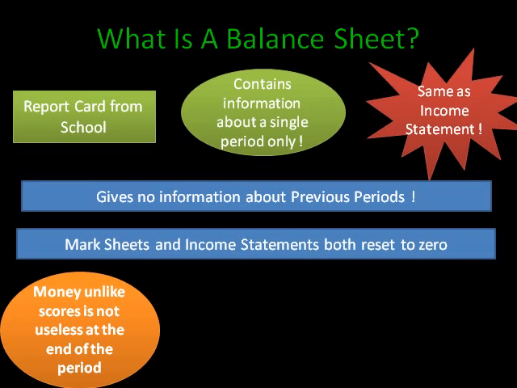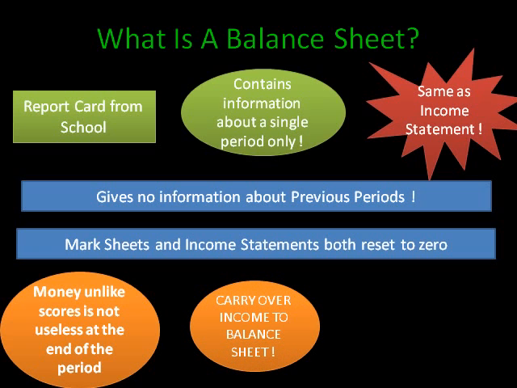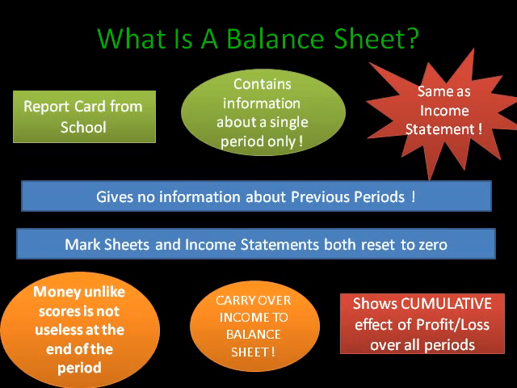Guess what? This is one of the main purposes of the balance sheet. So let's say you made $10,000 in income this year. You will transfer this 10,000 additional dollars to the balance sheet where it stays permanently, and then the income statement resets to 0 when a new period begins. So we can think of the balance sheet as a cumulative mark sheet or report card. It adds up all the marks, that is, profits and losses, over all periods and tells us the current financial position of the company. Notice the difference.